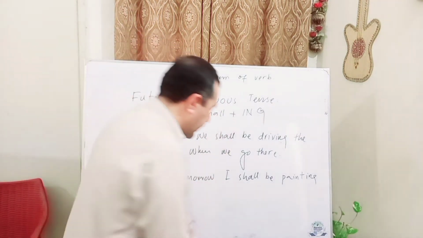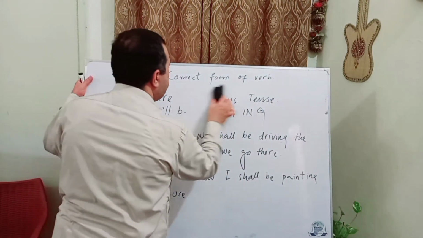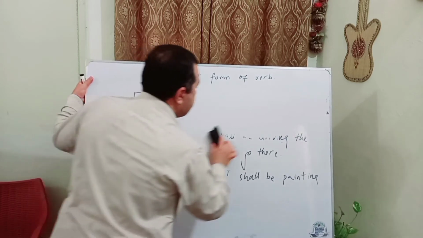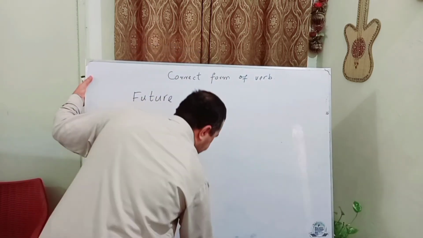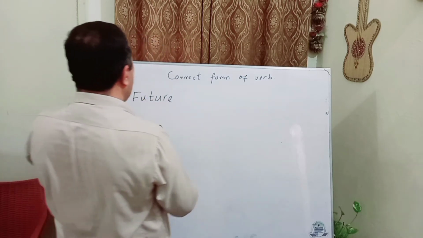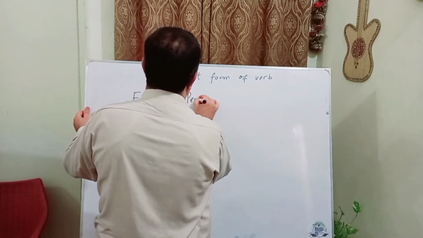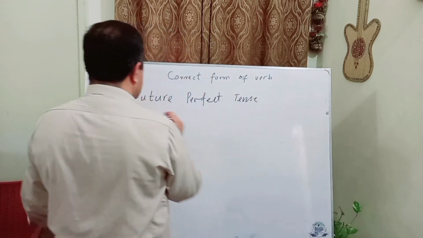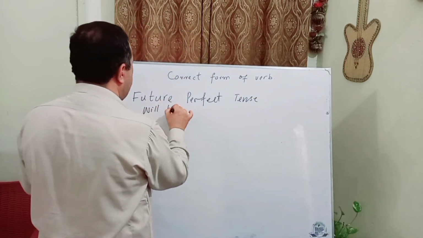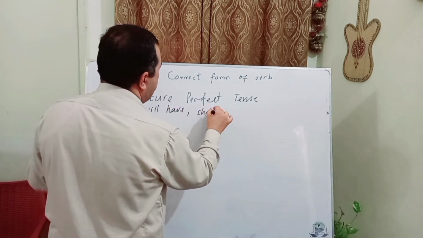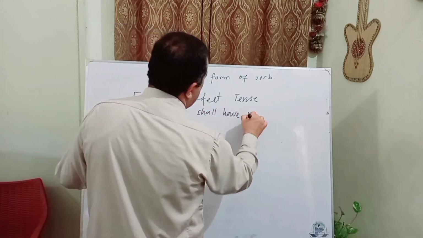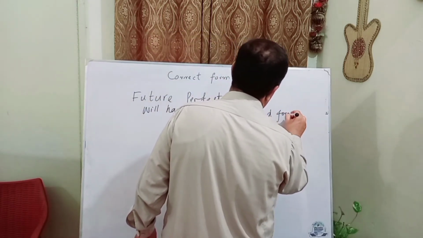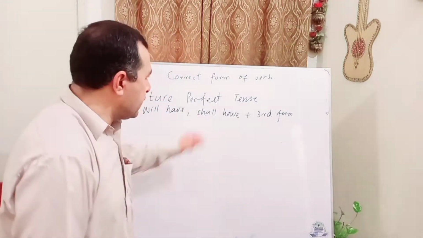Got it? Next tense. In the next tense it is the same, but in the future, at a specific time, that work will be completed. I will tell you about the completion of this one. Future perfect tense. Its structure is will have, shall have plus the third form of the verb.